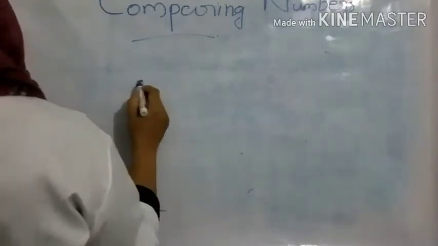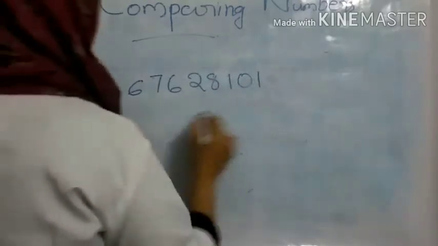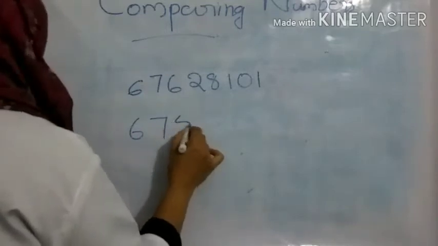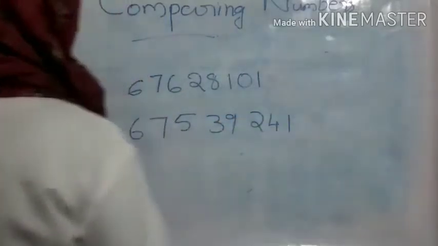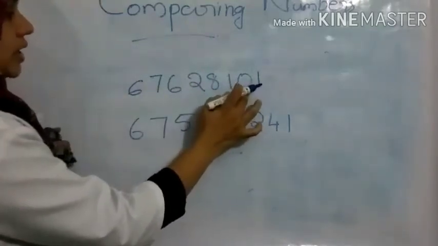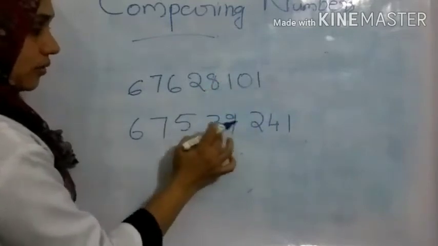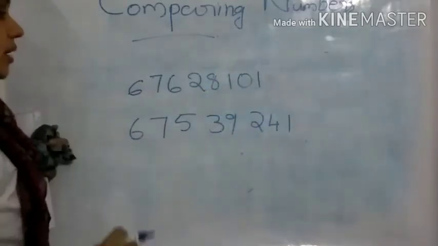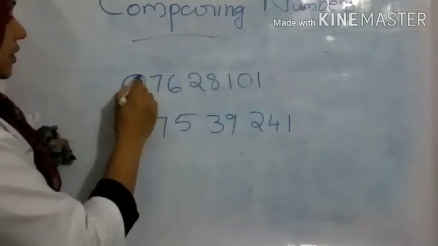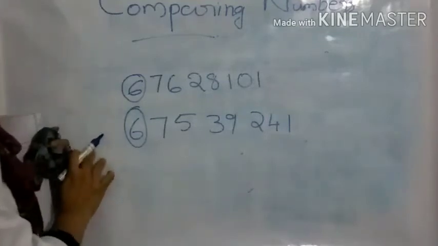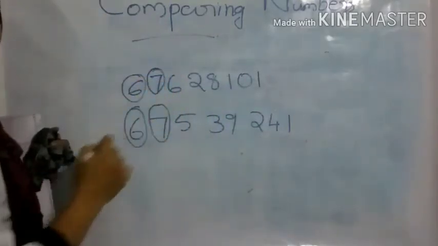Example, 6,76,28,101 and 6,75,39,241. Listen, number of digits: 1, 2, 3, 4, 5, 6, 7, 8. Here also 1, 2, 3, 4, 5, 6, 7, 8. Both numbers have the same number of digits. Then we take the extreme left side digit, that is also the same. 6 is equal to 6. Then take the next digit, that is also the same.